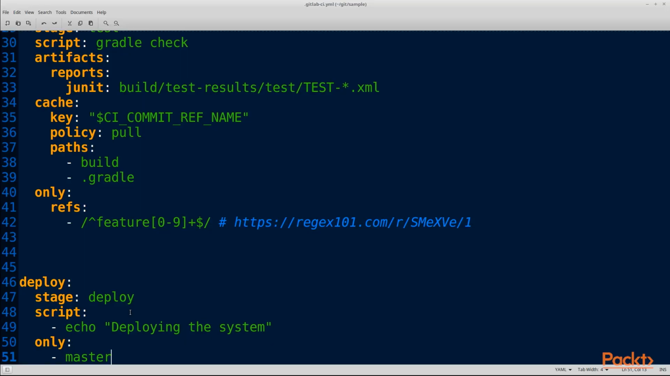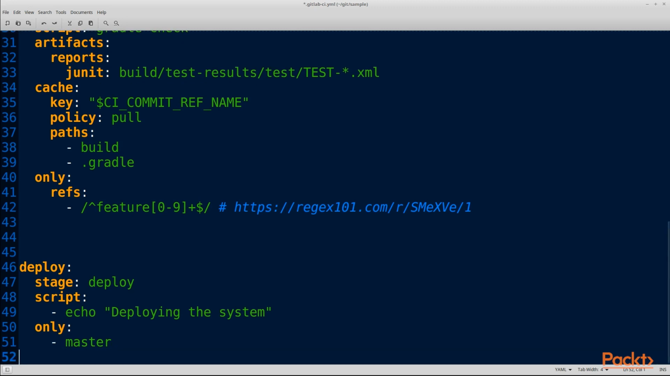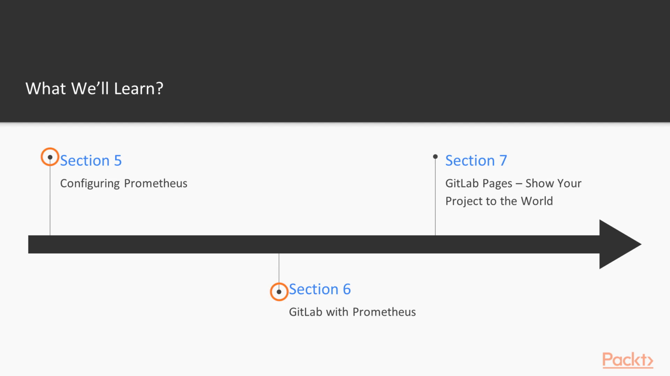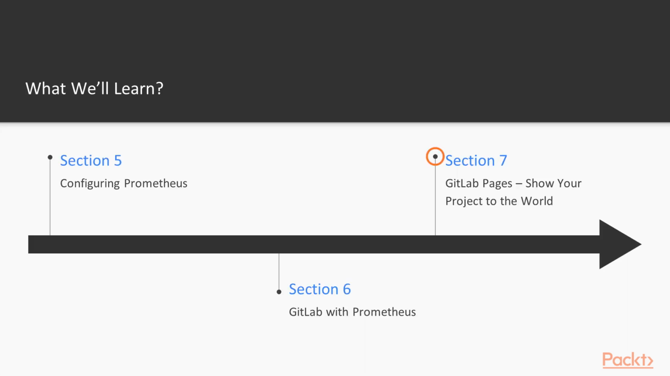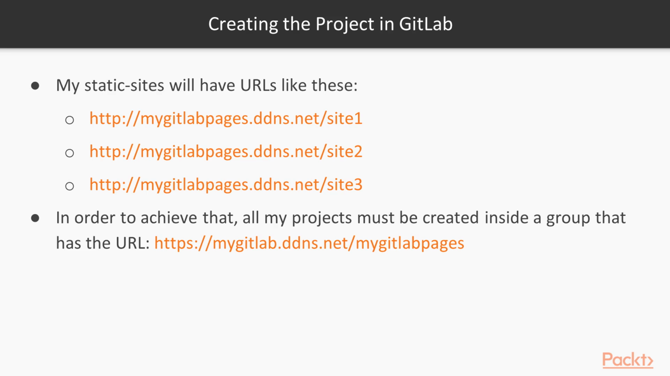But not only this, we will take a look at how we can use GitLab to measure the times in each stage of our development cycle. Sections 5 and 6 demonstrate how we can install Prometheus, a really useful monitoring tool, and how we can integrate it with GitLab, so that we can monitor our environments. To finish the course, in Section 7, we will see how to create and publish static sites using GitLab Pages, so that you can show your project to the world.